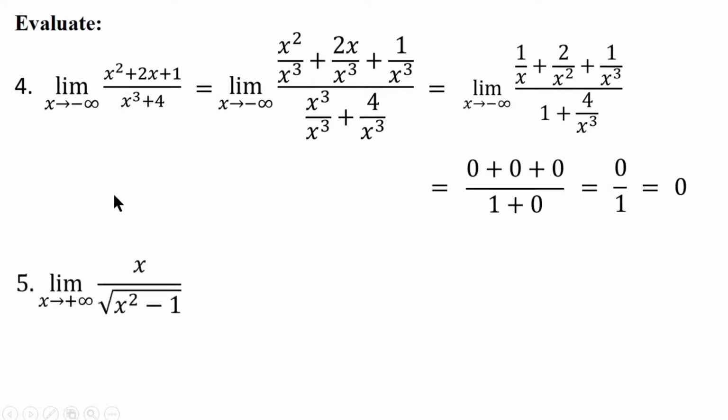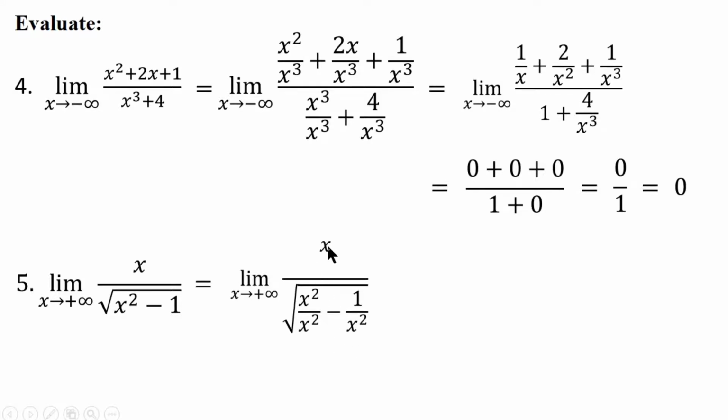Number 5. Find the limit of x over the square root of x squared minus 1 as x approaches positive infinity. The highest variable in the denominator is the square root of x squared. Take note that we have a radical symbol in the denominator, so we have to divide the numerator and denominator by the square root of x squared. Here, instead of writing the square root of x squared in each term, we can just expand the radical symbol and divide each term inside by x squared.